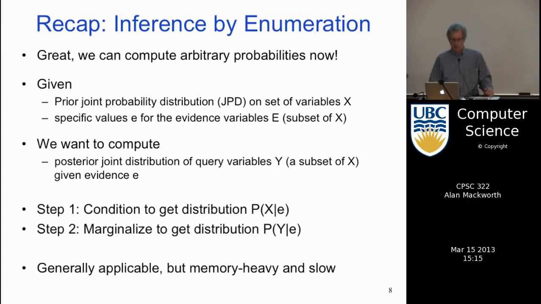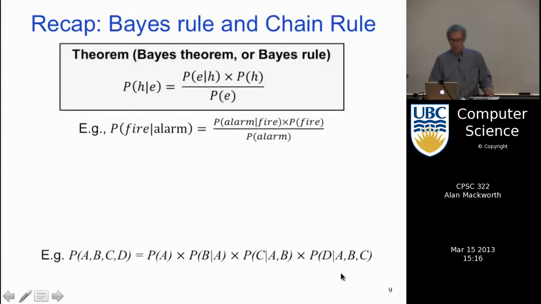And this is the algorithm. First condition to get the probability distribution of X given E, and then marginalize out the variables you're not interested in, leaving the query variables given E. So we know how to do that. We have an algorithm. It's exponential, but at least it works. It always terminates, etc. It's correct. Good. But it's not practical. It's very memory heavy and slow. So that leads us to consider Bayes' rule.